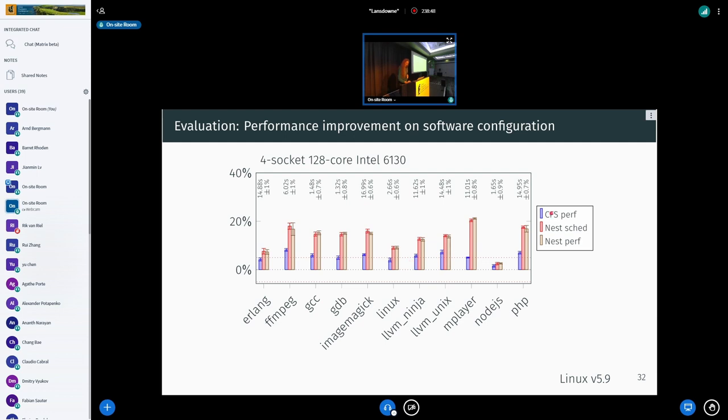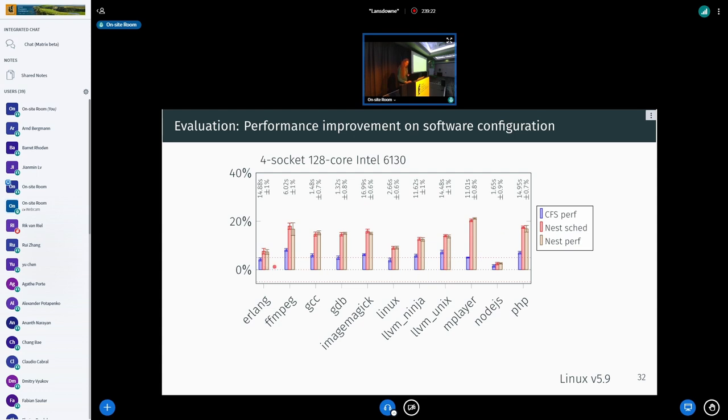So basically, obviously, our baseline is CFS Schedutil, and we do CFS performance. We do NEST with Schedutil and NEST with performance. So performance says that basically the frequency should be the nominal one, at least. It might use the turbo frequencies if possible. Schedutil is an algorithm that tries to both give good performance when a lot of activity is happening and give energy savings when less activity is happening.